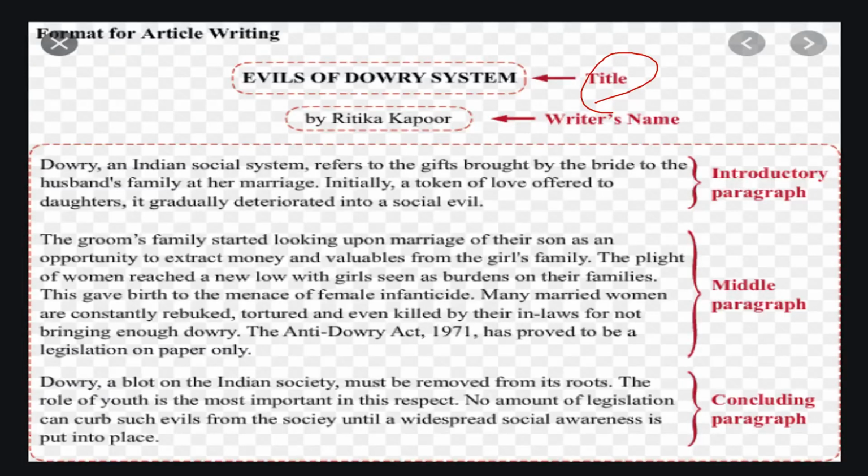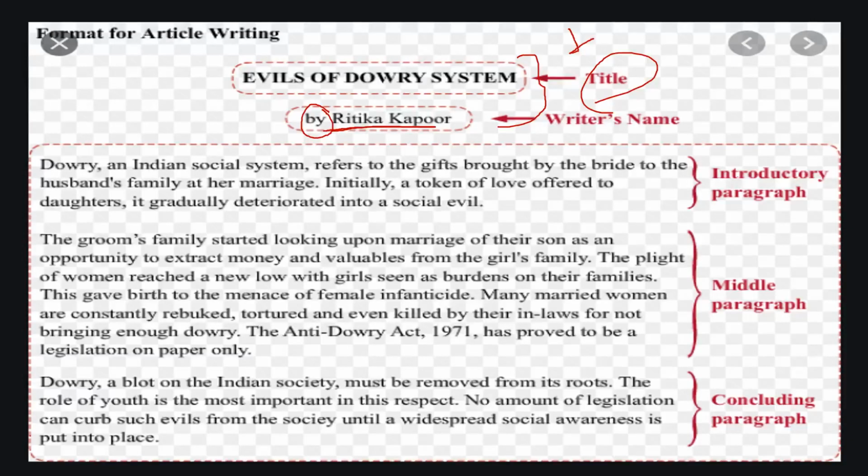Then next comes the name of the writer, here by Ritika Kapoor. Writing the by-line is very important. Only this thing will give you 1 mark, and 1 mark is very important. Then next comes the introductory paragraph. Dowry, an Indian social system, refers to the gifts brought by the bride to the husband's family at her marriage. So you can start your introductory paragraph by writing the definition of the given topic.